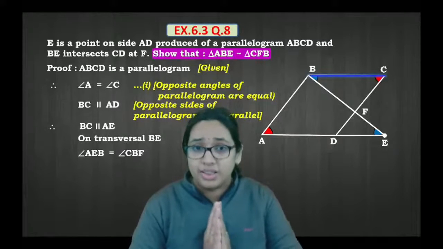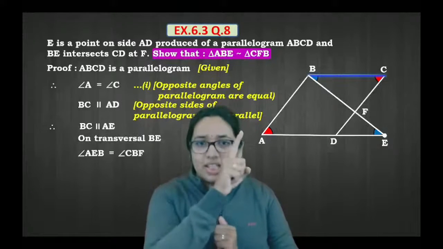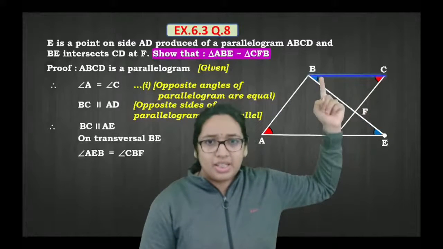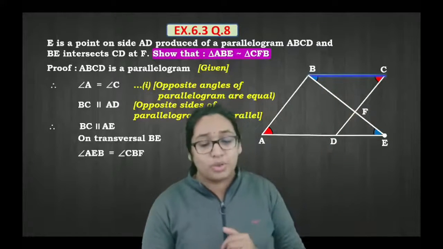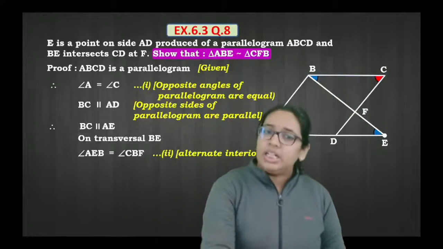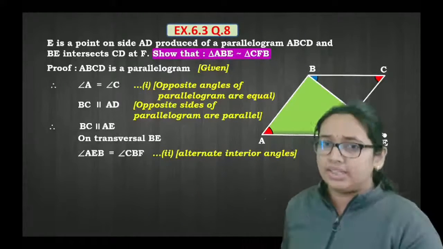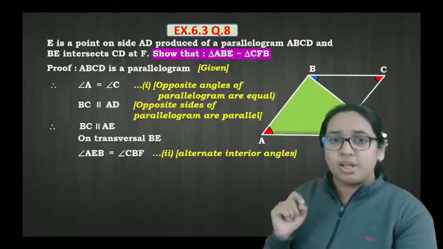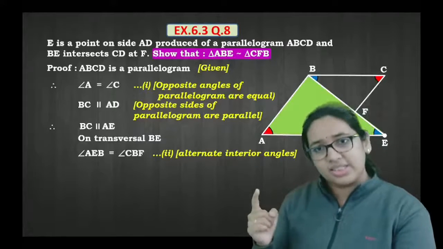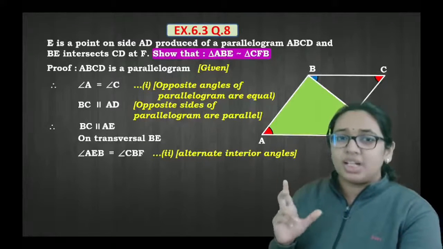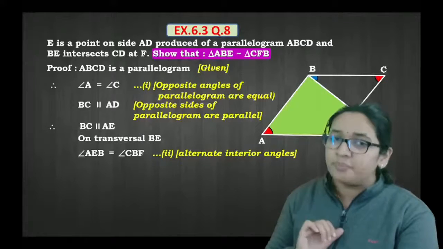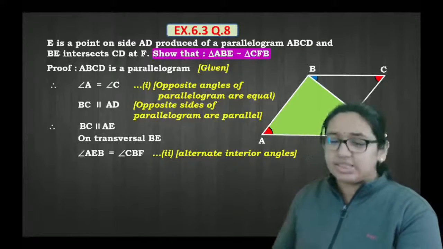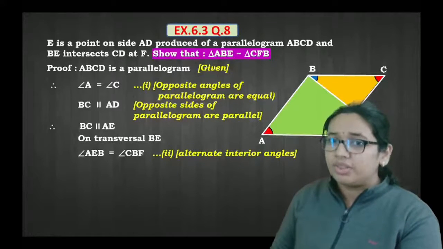आपको क्या याद रखना है देखो, if you can see there is a letter Z. अगर आपको Z दिखाई दे रहा है तो आप कौन सा वाला यूज कर सकते हो? अल्टरनेट इंटीरियर एंगल. गेटिंग दिस वन? ओके. सो फर्स्ट वन आपको क्या मिला? Angle A and C are the same because they are opposite angles of the same parallelogram. What we have proved here is that angle AEB is the same as CBF, right?